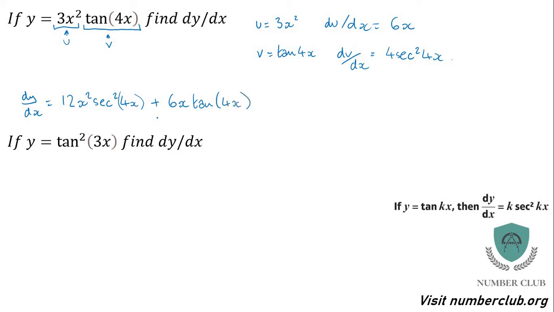You might be asked to factor out the 6x or something like that, but in this case we'll just leave it as it is. That should be fine. Okay, next we've got tan squared of 3x. Have a think, is this product, chain, or quotient rule?